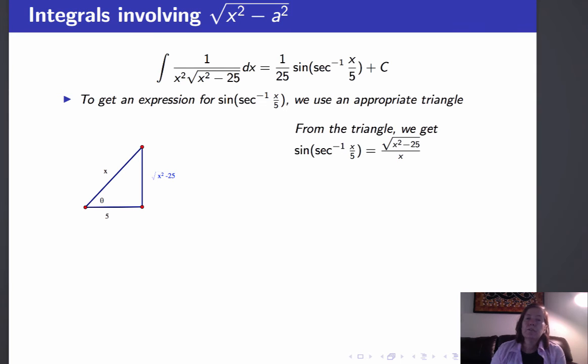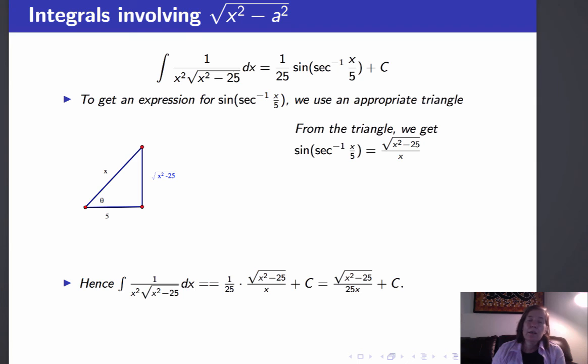Now I would like to evaluate sine of secant inverse of x over 5, which is sine of theta in this triangle, and that is the opposite over the hypotenuse. So that's the square root of x squared minus 25 over x. And now I can substitute this into my answer and I get my original integral is 1 over 25 times the square root of x squared minus 25 over x plus a constant.